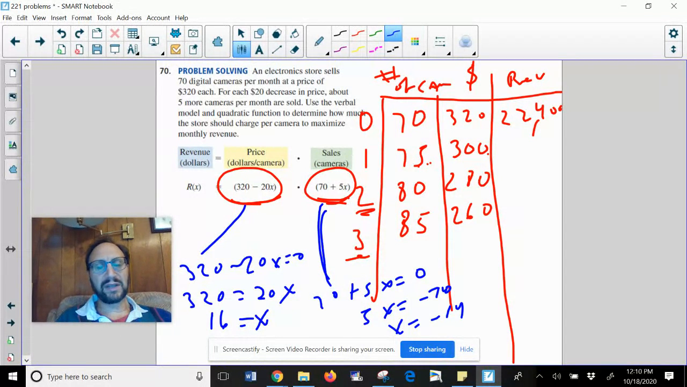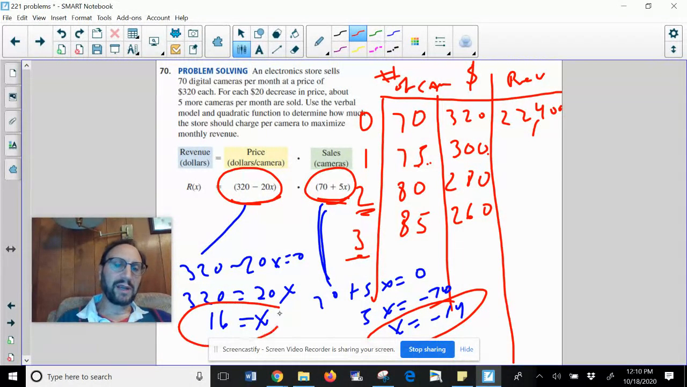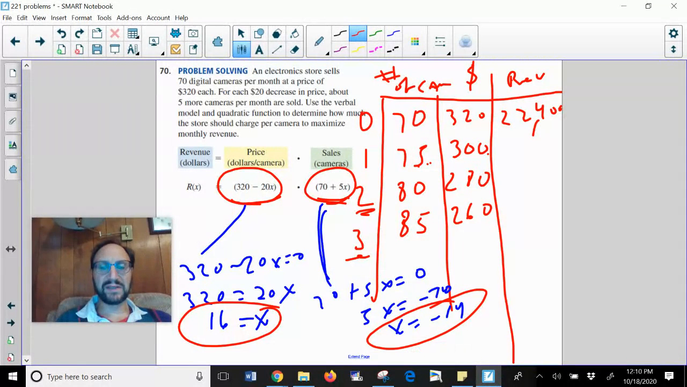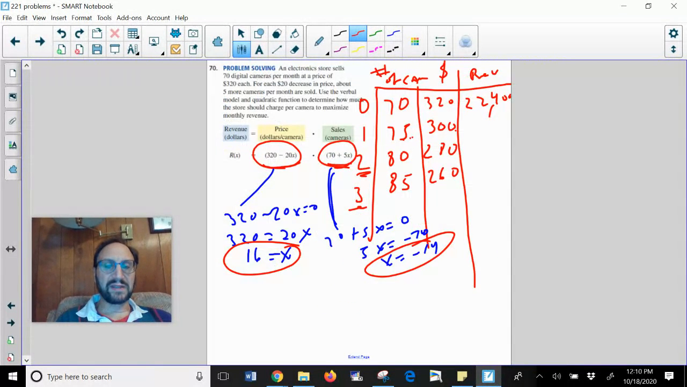That's kind of interesting, because I guess we could go the other way and make the price higher, but it doesn't really matter. So what I've got is an x-intercept of -14 and another x-intercept of positive 16. The average of 16 and -14: if you add 16 and -14, you get 2, divided by 2 is 1. So that tells me that the x value of the vertex is 1.